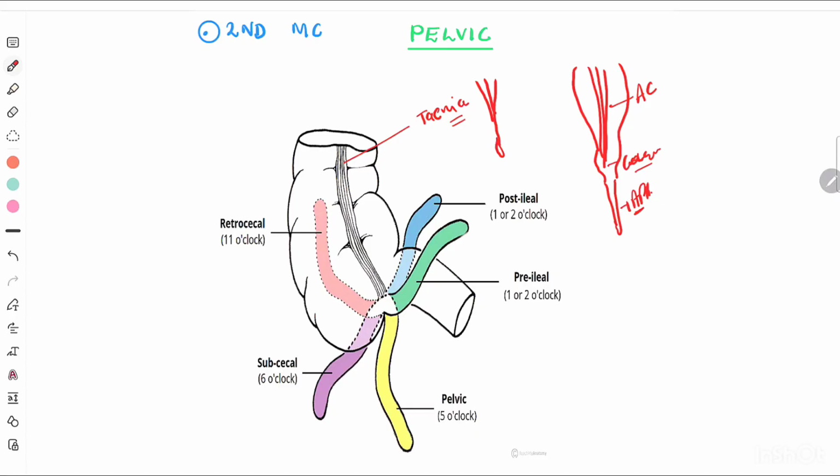So what is the importance of knowing the tinea? During surgery, when the surgeon is unable to find the appendix, he will look for the tinea on the colon or cecum because it is easy to identify. Then he follows the tinea and finally ends up finding the appendix. So this is the importance of tinea. It helps in identifying the appendix during surgery.